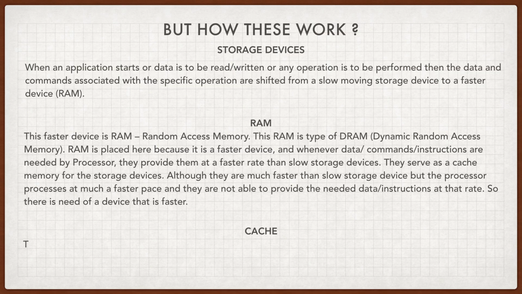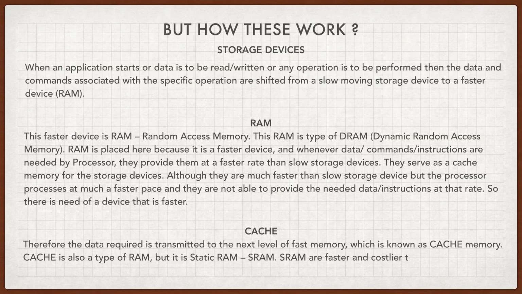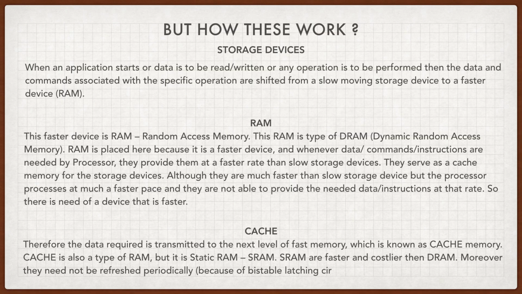Then comes the cache. Therefore the data required is transmitted to the next level of fast memory, which is known as cache memory. Cache is also a type of RAM, but it is static RAM, SRAM. SRAM is faster and costlier than DRAM. Moreover, it need not be refreshed periodically because of bistable latching circuitry, unlike DRAM, making it fast.